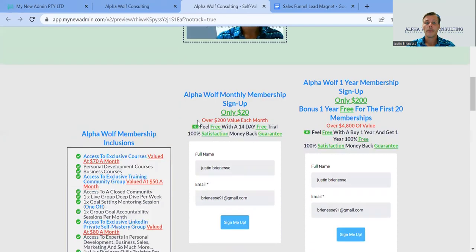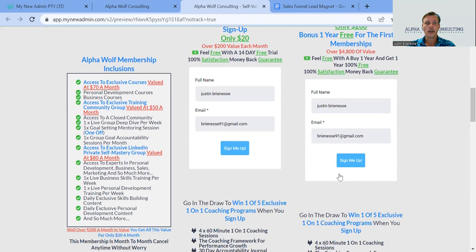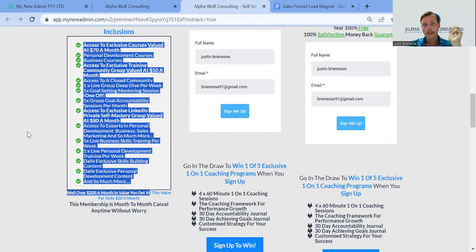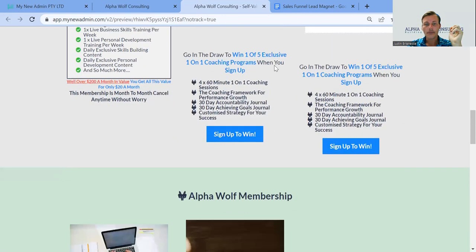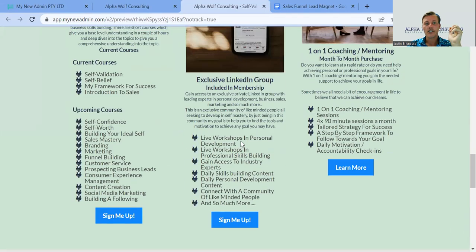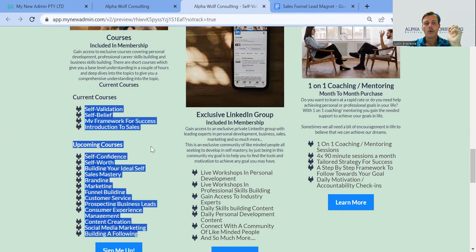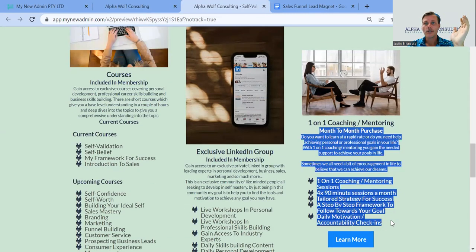What is the internal game? What's the external game? Then we've got the offer, which is either a month-to-month membership or a year membership. We've got the inclusions in the offer, additional promotions that they can win, and information that outlines some of the courses currently available and some that are upcoming. What is the LinkedIn private group? What is the one-on-one coaching and mentoring?